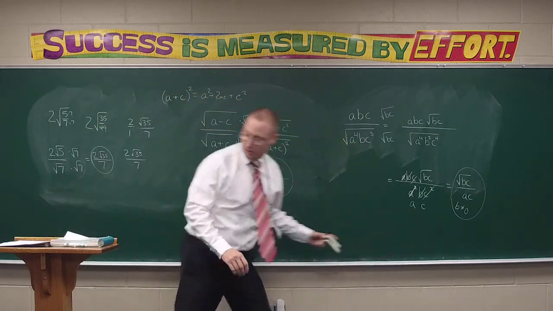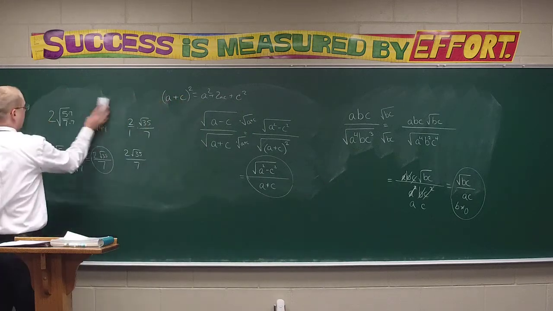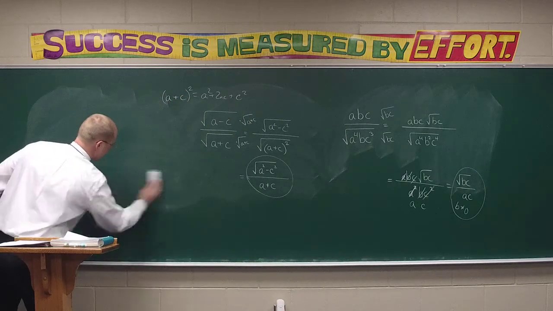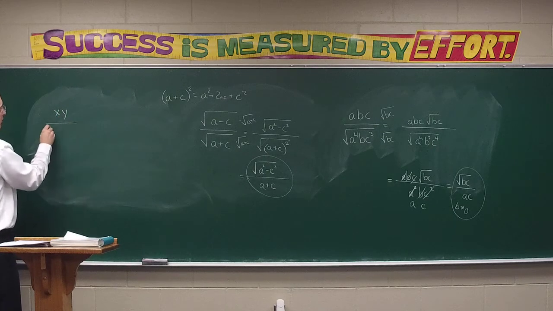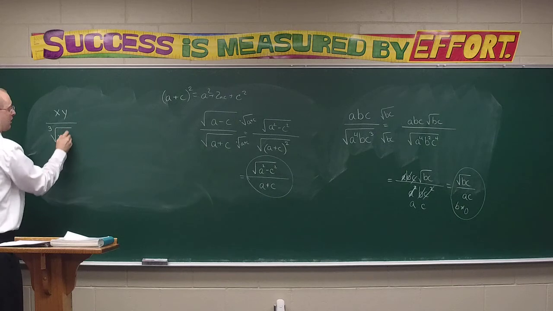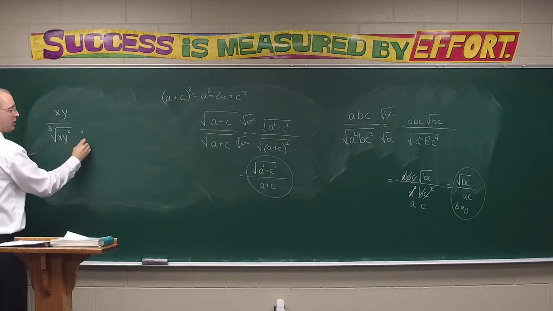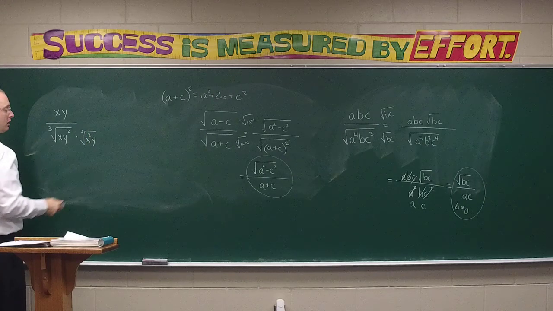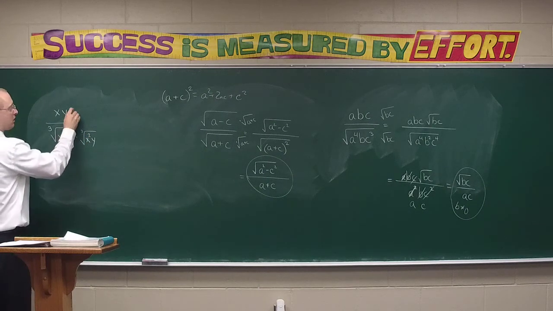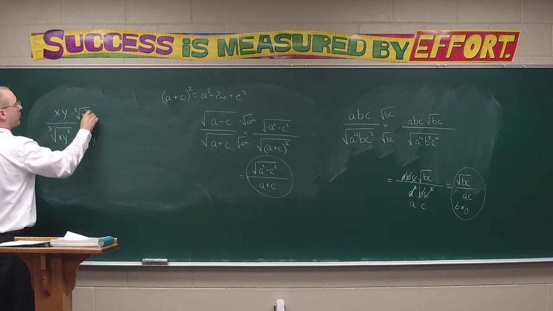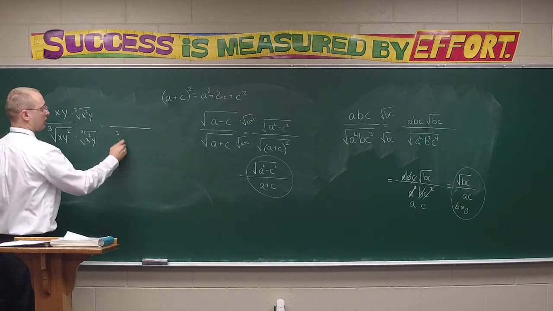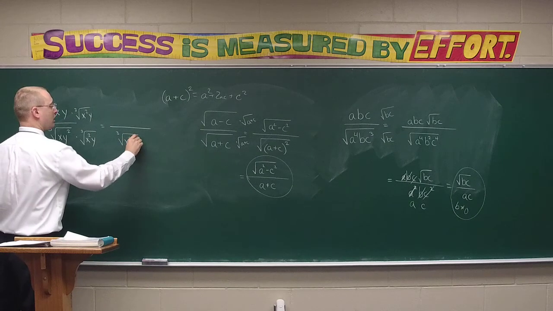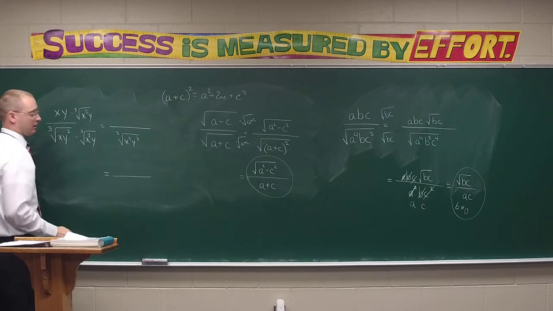All right, Audrey, we'll give you the last one. We've got an xy over the cube root of xy squared. And walk you through. You multiply it by the cube root of x squared y, and you do the same to the top, the cube root, technically, of x squared y. And you get the cube root of x cubed y cubed, which, of course, I know is just going to be xy.